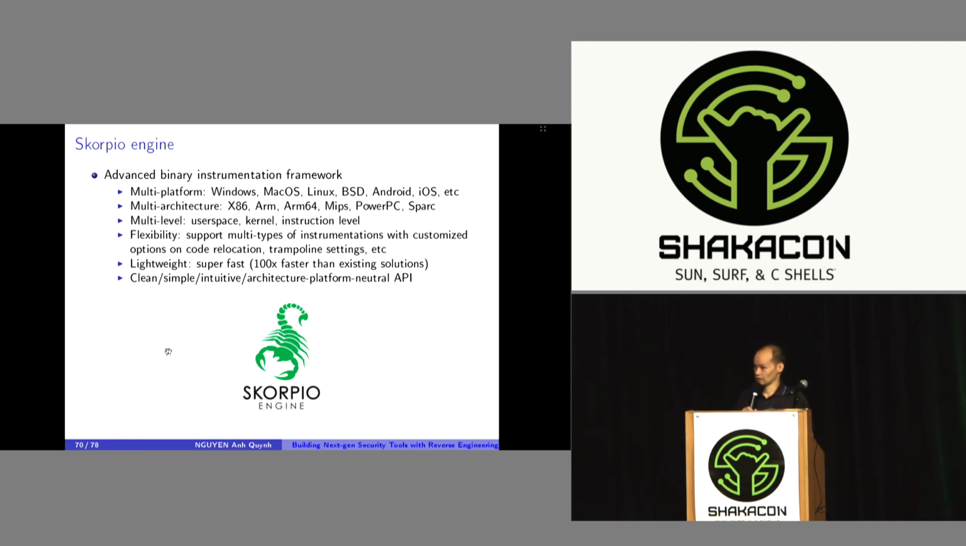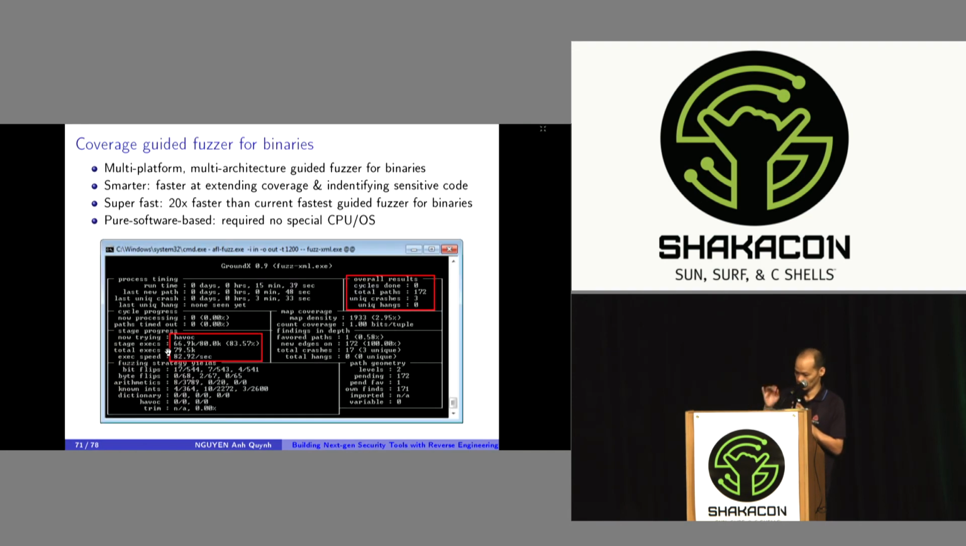This one's new. This one's not released yet. I built another thing named Scorpio Engine, which is a binary instrumentation framework, and it supports multi-platforms. It supports multi-architectures. It's very flexible, and it's super fast. It's like 100 times faster than existing binary instrumentation frameworks that you can find. So I hope to have another talk on Scorpio very soon and release that to the public.